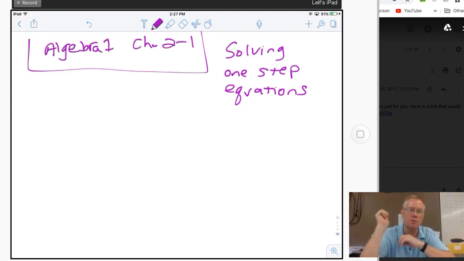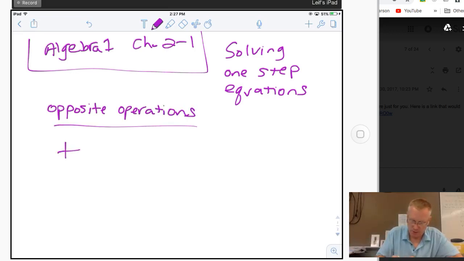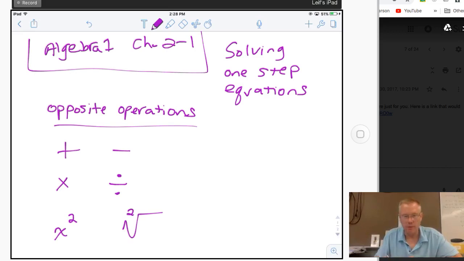Today I'm going to be covering in Algebra 1, Chapter 2-1, solving one-step equations. There's a driving idea here in that there are opposite operations. For example, addition and subtraction are opposites, multiplication and division are opposites, and taking something to the second power and taking the second root of something are also opposite operations.